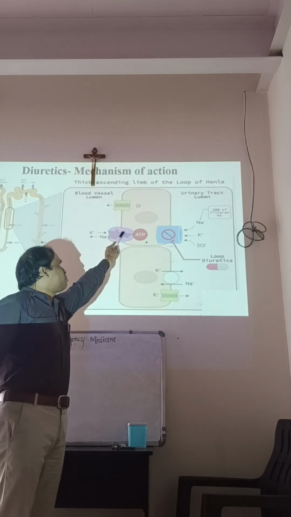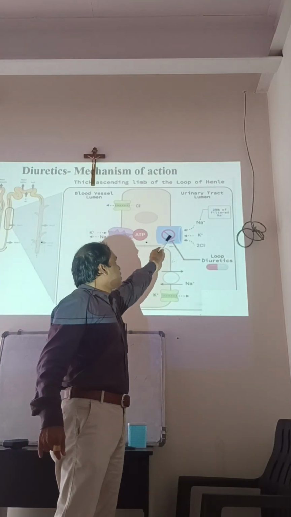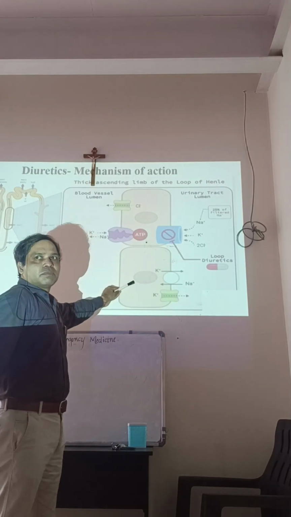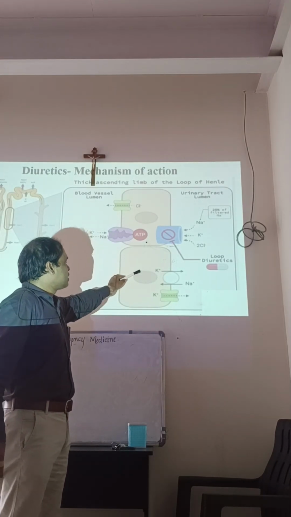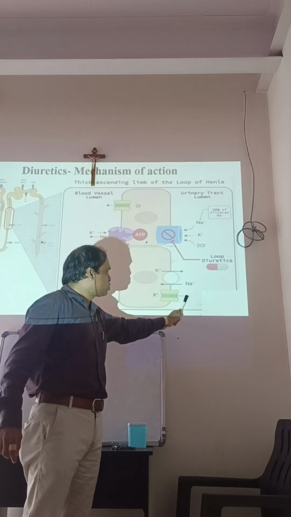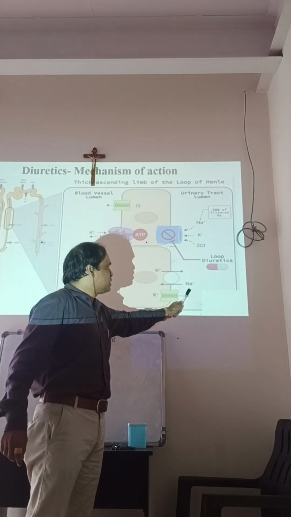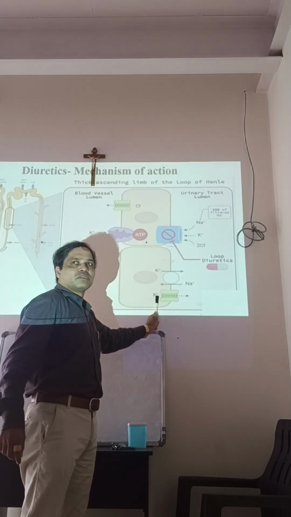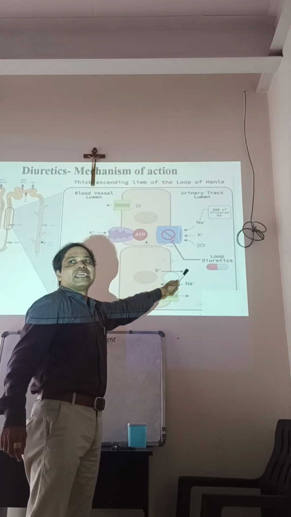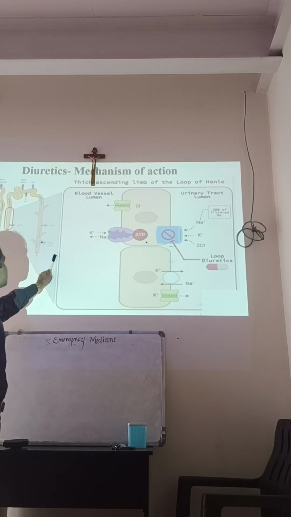The potassium which came from the blood side and the potassium which came from the urine side get accumulated inside the cell. First the cellular potassium level increases and there is no other place to go. The potassium exits through the potassium channel and comes to the lumen. Because potassium is a positive ion, the lumen positive potential increases. Because of this, there is a reabsorption of calcium and magnesium.